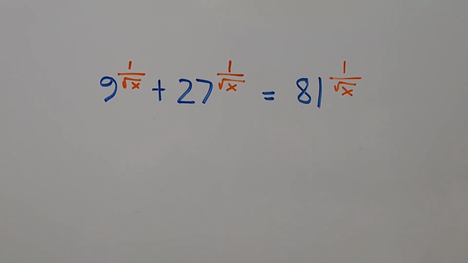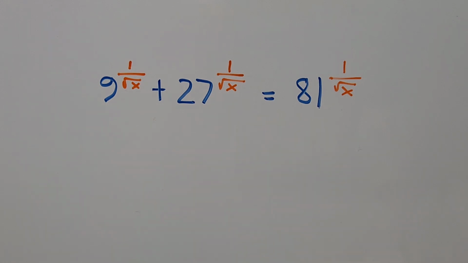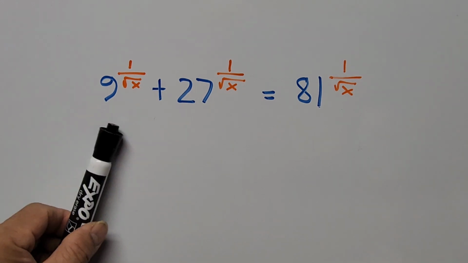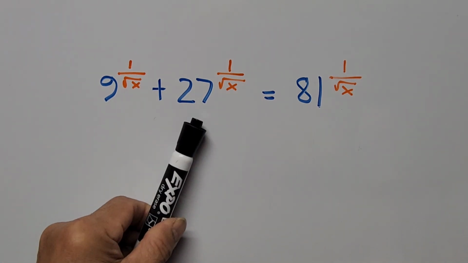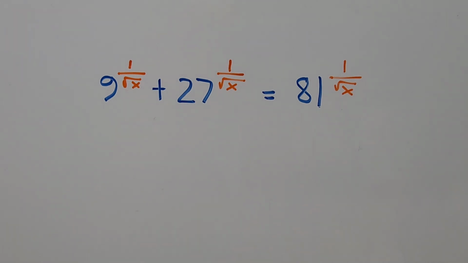Do we see any common base out of these three bases of the terms of the equation? Base 9, base 27, and 81. Those could be converted to base 3, right? 9 is base 3, that's 3 squared. 27 is 3 cubed, and 81 is 3 to the 4th power, right?